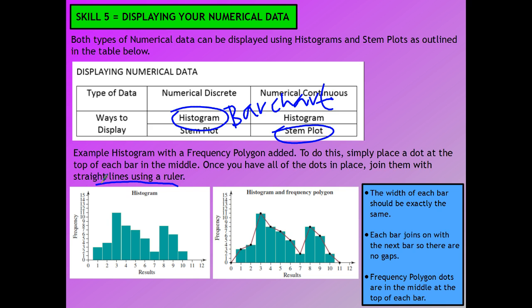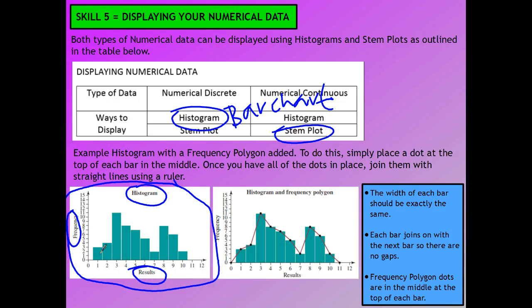If you look at the histogram here, you'll see that we still have a heading, we still have a label on the y-axis, and we still have a label on the x-axis. We're obviously displaying numerical data now, so we've got numbers across the bottom rather than categories. And the height of each bar indicates how many people achieved each result. Now, what are the differences?